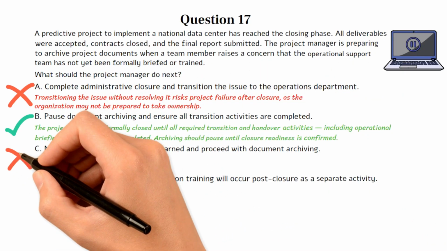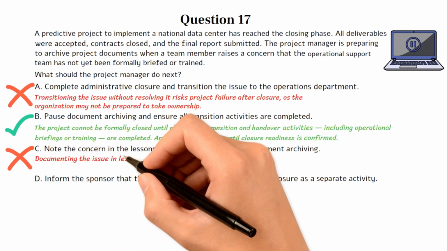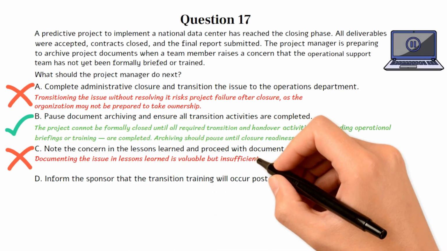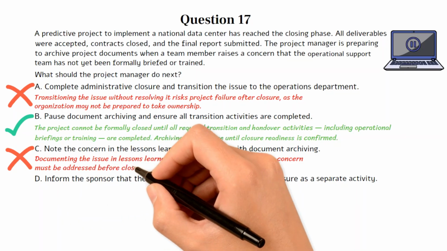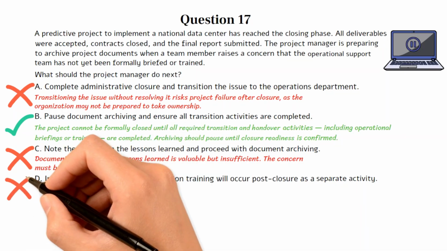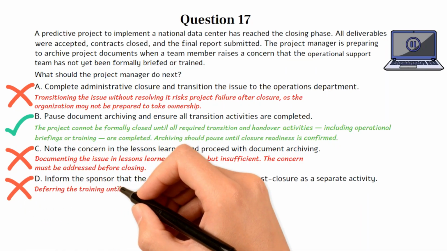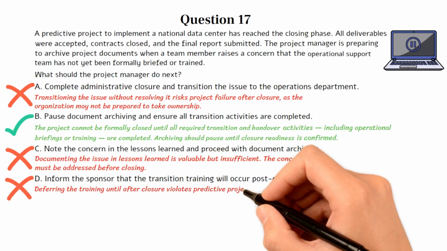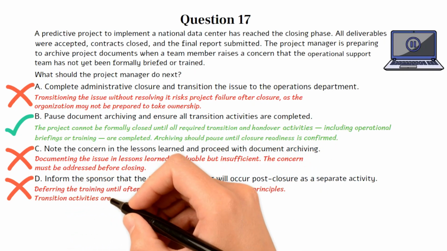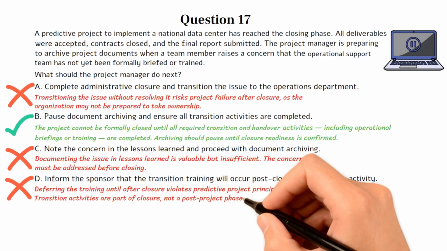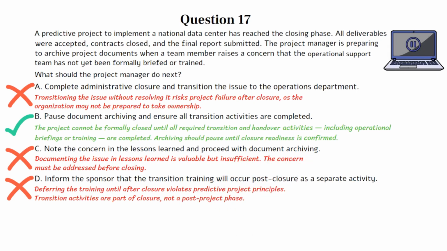Choice C is incorrect. Documenting the issue and lessons learned is valuable but insufficient. The concern must be addressed before closing. Choice D is incorrect. Deferring the training until after closure violates predictive project principles. Transition activities are part of closure, not a post-project phase. Let's move on to the next question if you're ready.